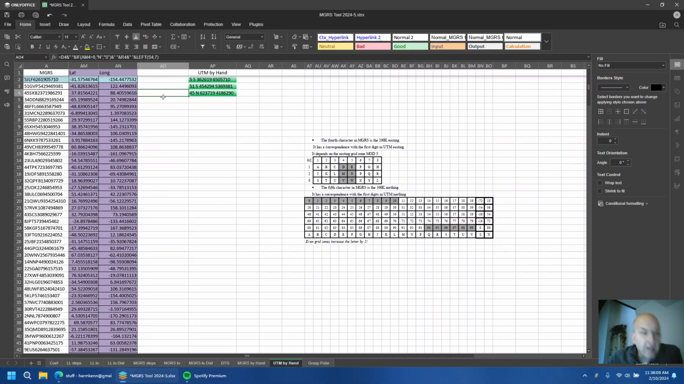But that is how we're converting from MGRS to UTM, but you do need to know latitude. We didn't really use the longitude at all, but we used latitude to figure out if we're in the north or the south. And we also used latitude to come up with which number we need out of here. Alright, so that's it, turning MGRS to UTM by hand.